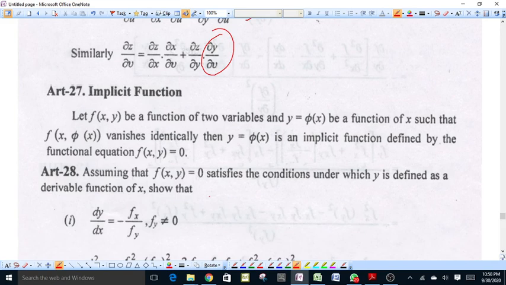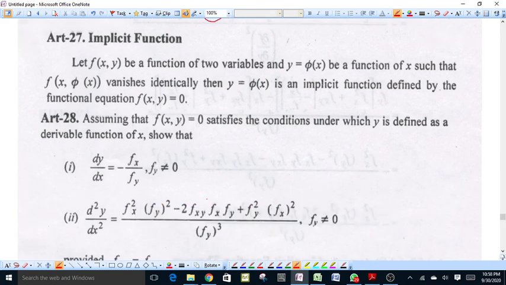Now what are implicit functions? Suppose f(x,y) is a function of two variables and y = φ(x) is a function of x, such that f(x, φ(x)) vanishes identically. Then y = φ(x) is the implicit function defined by the functional equation f(x,y) = 0.